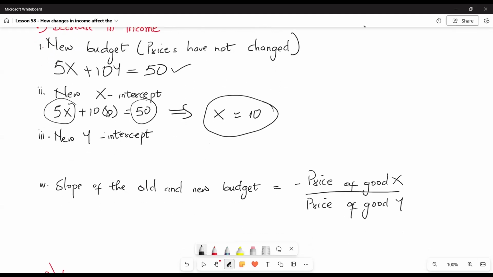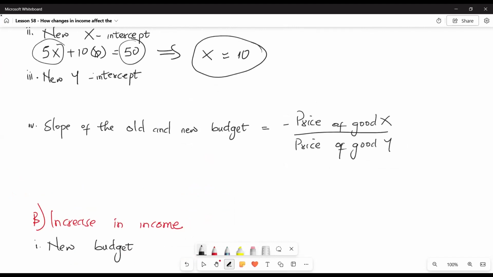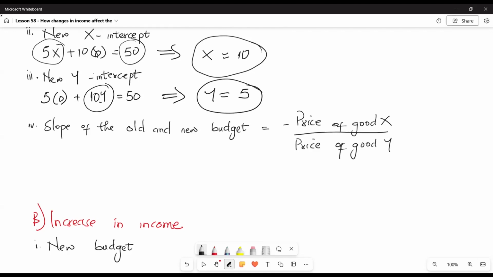So then what is the Y-intercept? With this new information, our new Y-intercept is going to be 5 times 0 if Ella doesn't buy any of good X, plus 10Y, which is equal to 50. This gives us a new Y-intercept of Y being equal to 5. So with the new income and the price of good Y, the maximum amount of Y Ella can buy if she doesn't buy any of X now decreases to 5. With this information, our slope is minus 5, which is the price of good X, divided by 10, which is the price of good Y, which is equal to minus 0.5.